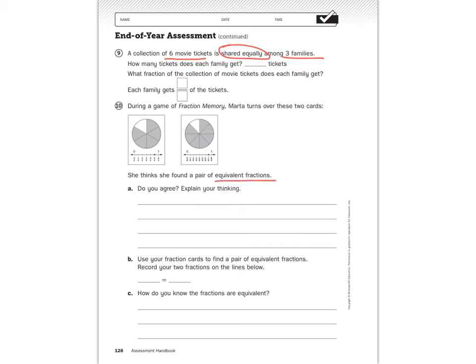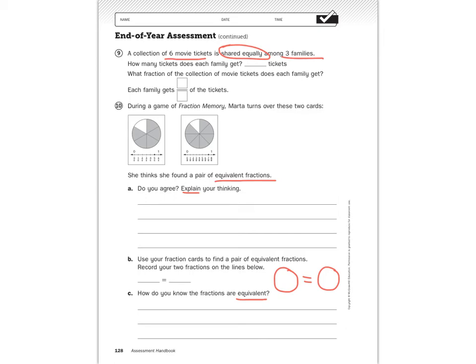And then you have to tell me if you agree or disagree, so yes or no. I wrote down on yours, circle yes or no. And then you have to explain your thinking. And then it says, use your fraction cards to find a pair of equivalent fractions. I erased that and wrote, please partition and shade another pair of equivalent fractions. And I drew you 2 circles here so that you could practice showing equivalent or equal fractions. And then I want to know, how do you know that those 2 fractions are actually equivalent?